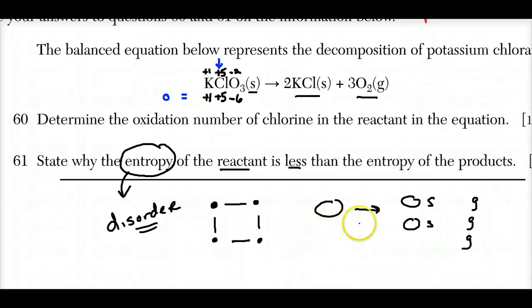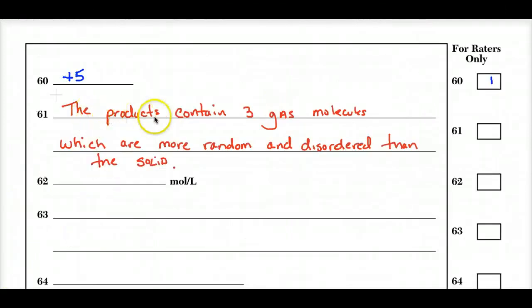So one particle breaking apart into 5 particles, 3 of which are gases, means that the entropy is so much greater for the products because of the gases, which have much more disorder because they have so much energy and so much randomness compared to the solid, crystalline, ordered structure of the reactant. Number 61, let's go to the booklet. So I said the products contain 3 gas molecules which are more random and disordered than the solid. Okay, and that gets you a point. Many ways to say that, many things you could have said to show that there is more disorder in the product side than the solid reactant.